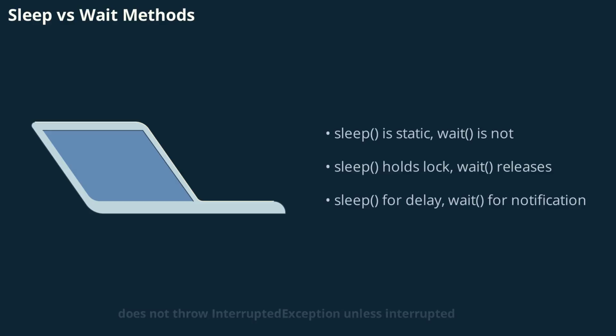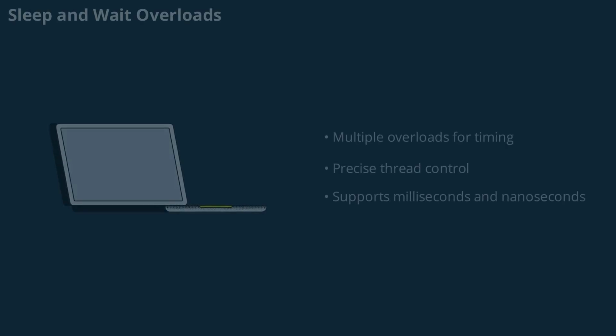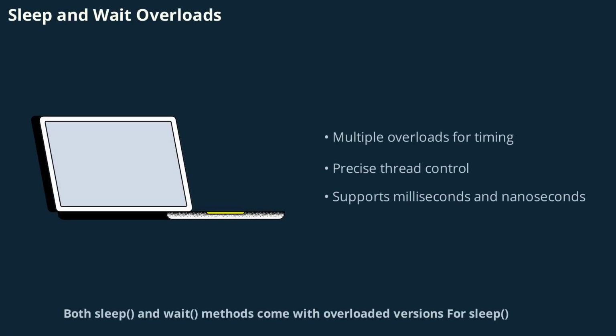Sleep is a static method and does not throw InterruptedException unless interrupted, while wait is not static and will throw InterruptedException if the thread is interrupted. Sleep is mainly used to delay a thread for a set duration, whereas wait pauses a thread until it is notified by another thread. Both sleep and wait methods come with overloaded versions.